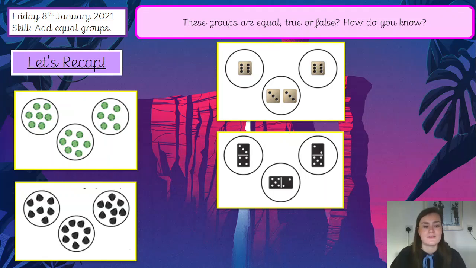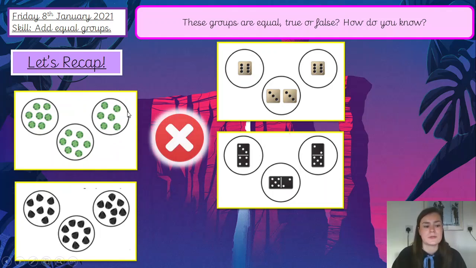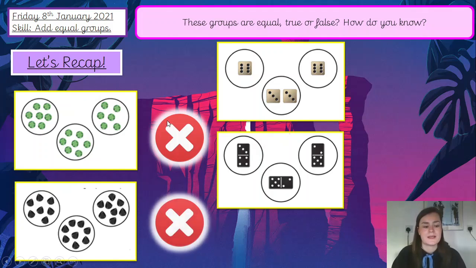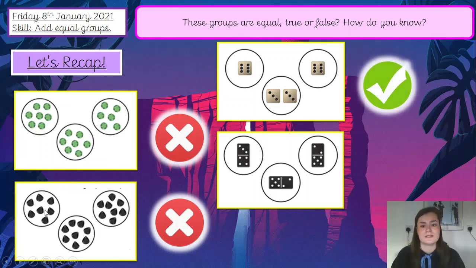Okay, so the first group, this one with the green dots, maybe green marbles, it is not equal, they are unequal. It's false because there is less in this circle than there are in the others, so it's got a different amount in each. And the same for this one, they are unequal, aren't they? There is more in some circles than in others, so well done if you spotted that.